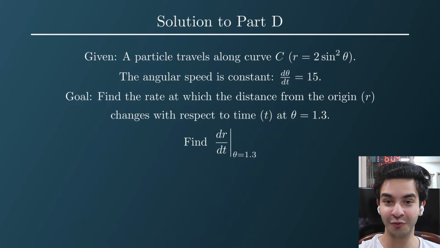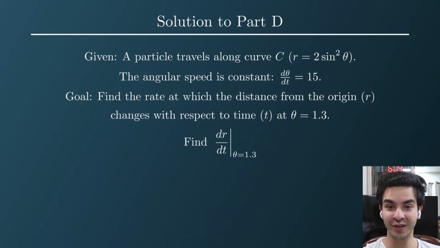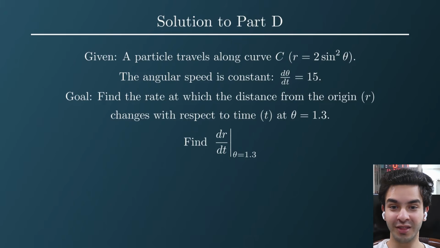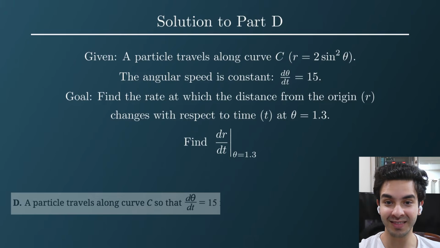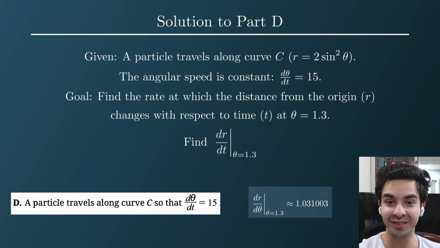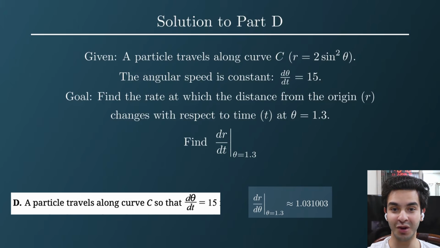So yeah, it's asking for the rate at which the distance from the origin changes. And in polar coordinates, the distance from the origin is just the function r, which we have defined already. So we're differentiating the function r with respect to the time t. So we need to find dr by dt at the point where theta equals 1.3. But the function r is not defined with respect to t. So how do we differentiate it? Well, what we do have is that d theta by dt equals 15. And also in part A, we calculated dr by d theta at the point where theta equals 1.3.